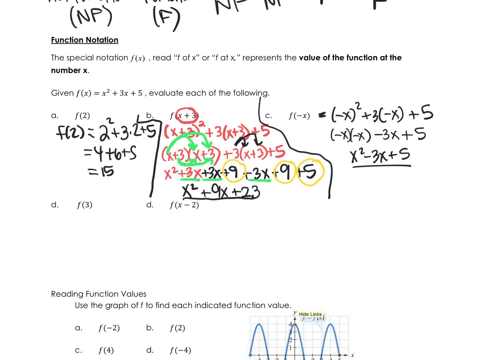I put C and D on here if you want to practice those, but we're not going to do them together right now. Okay? Any questions from B and C?